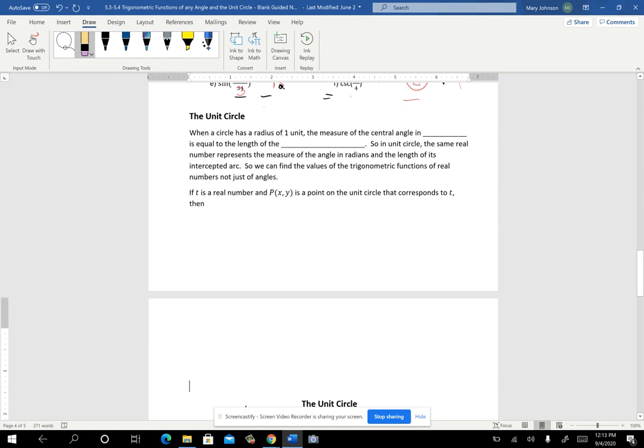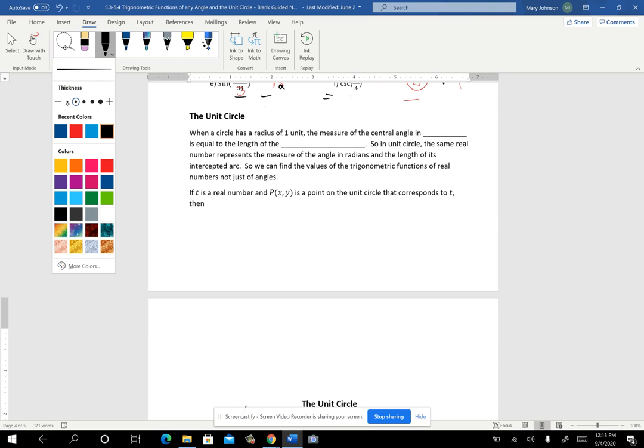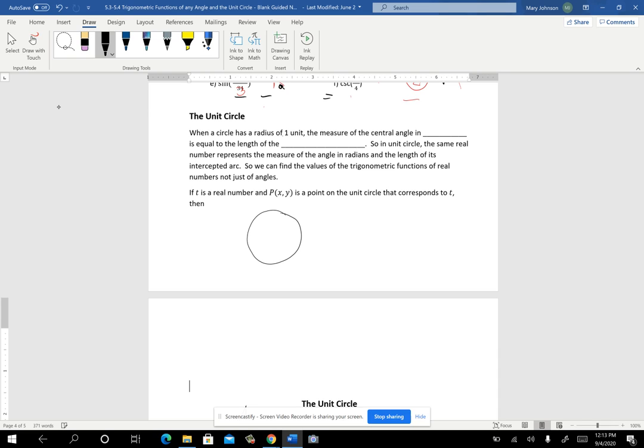All right, in this video, I want to develop the unit circle. Okay, so we're going to take a circle. I don't want that to be that thick. Try that again. Okay, so we're going to take a circle, and it's going to have a radius of 1 unit, okay?